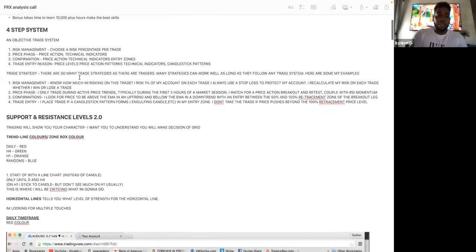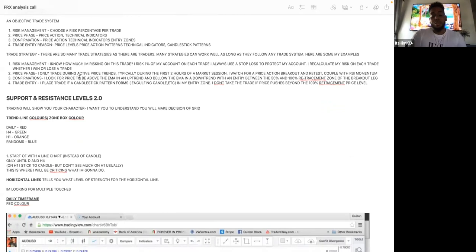These are the 4 objectives in my system of trading: risk management, price phases, I look for confirmations, I trade entry, and I also have a reason why I'm trading. Then I'm breaking down my strategy of what exactly I do when I trade. Very important for you guys to know all of this.